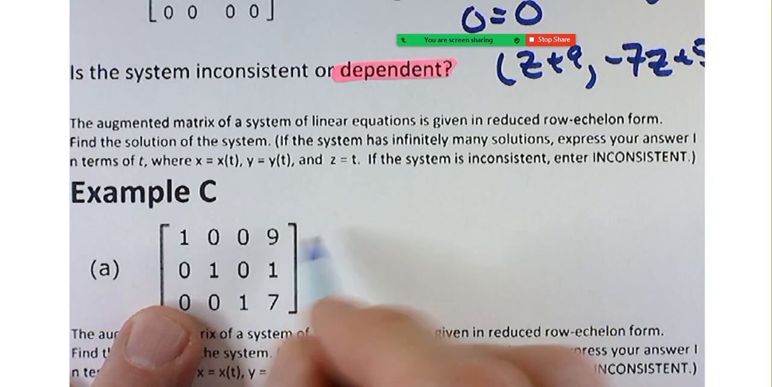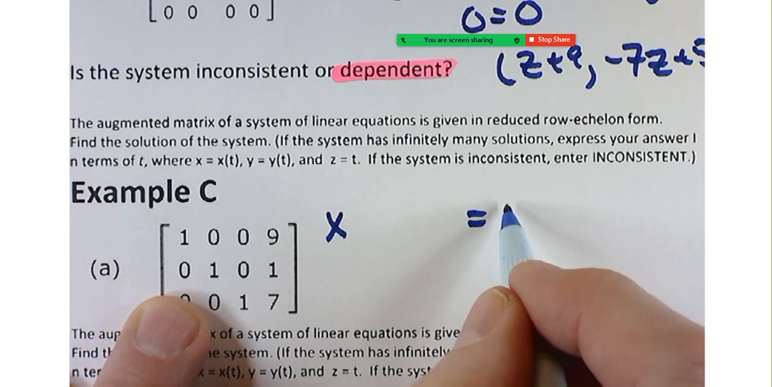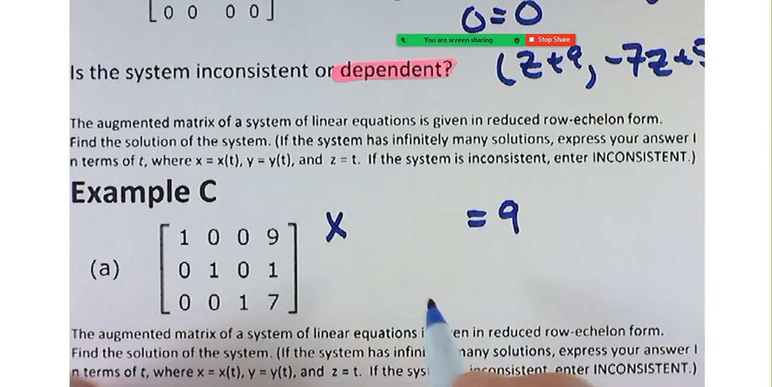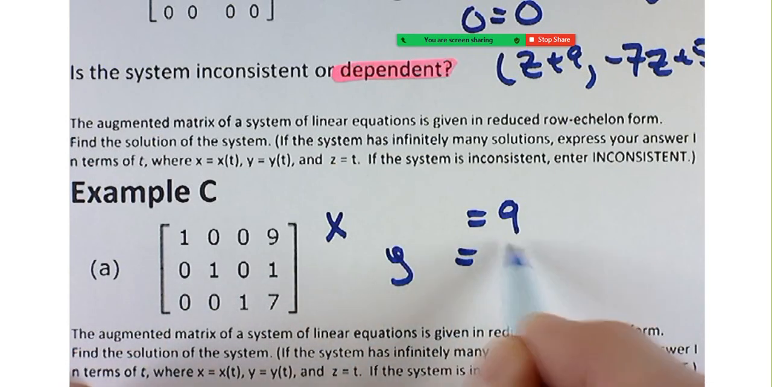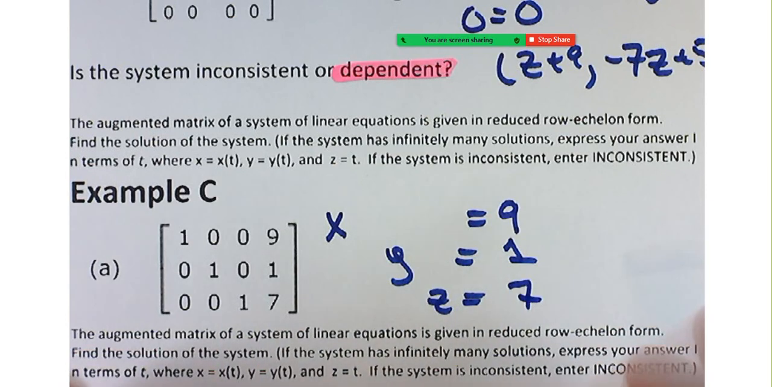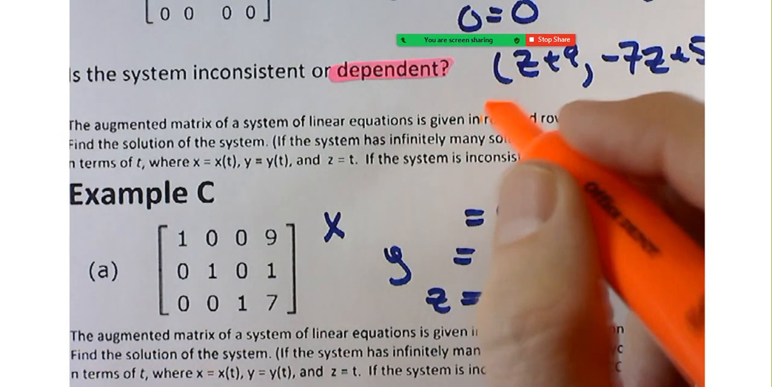What's the first row telling me? X equals 9. Well, that's nice. How about the middle row? What does that tell me? Y equals 1 and Z equals 7. So this type of equation, or this type of augmented matrix, is pretty special. It's called a reduced row echelon form. So that's this right here. And we'll talk more about that in a little bit.